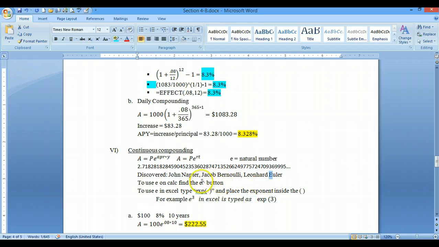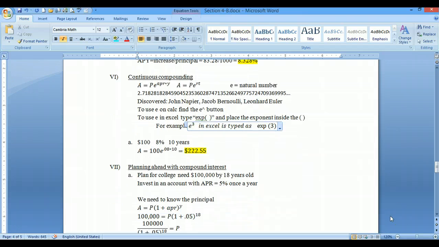And you can use this on your calculator. You can find the E with the little caret, the raise to button, or you can also continue to use Excel. But Excel doesn't recognize E. You have to type in EXP and then put parentheses, and whatever you're raising the E to, that's what you put inside the parentheses. So if you were to type in E to the 3 on your calculator, you would just find your little E button and type in your exponent. Or in Excel, you would type EXP, parenthesis, 3 because that's the exponent, and close parenthesis. So let's move on to our first example.